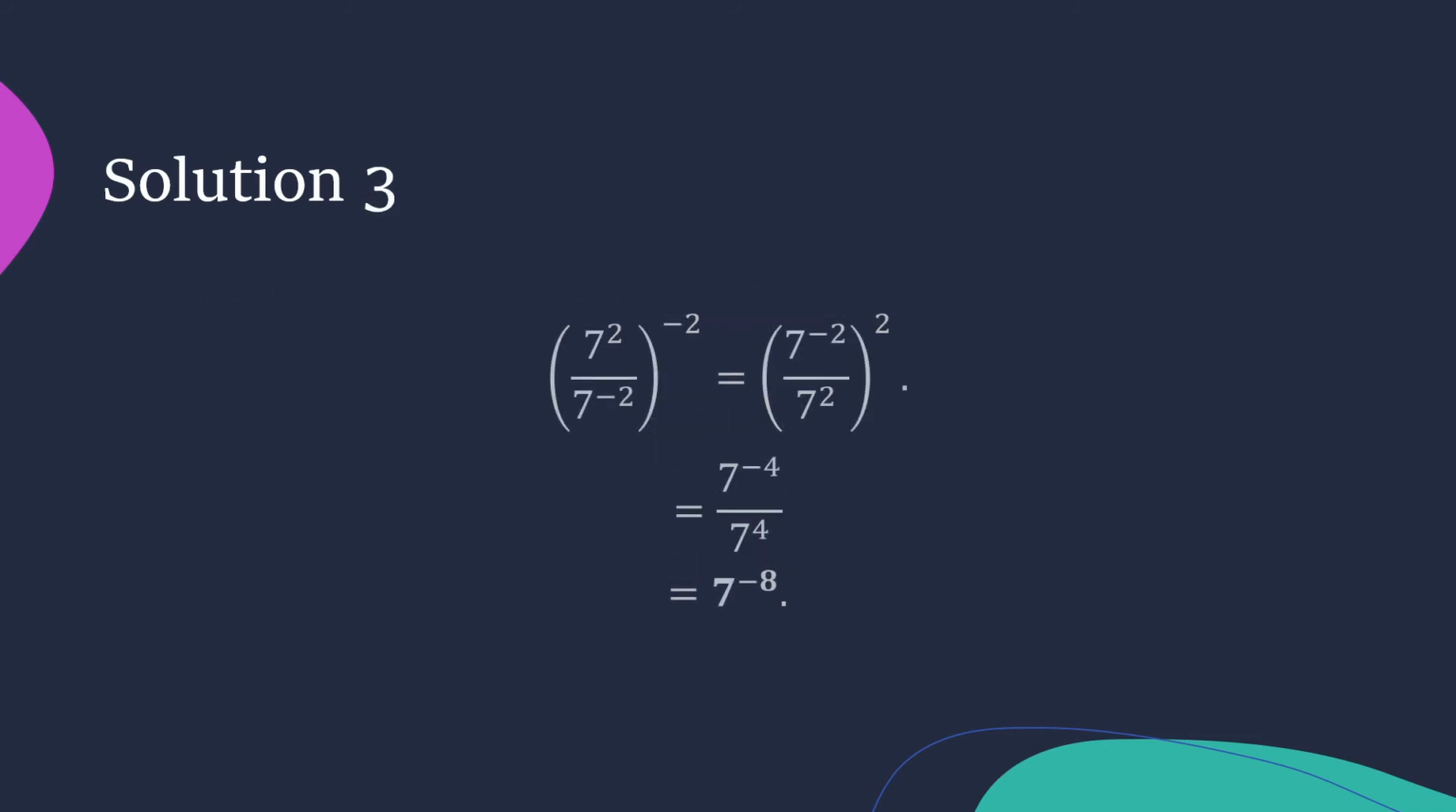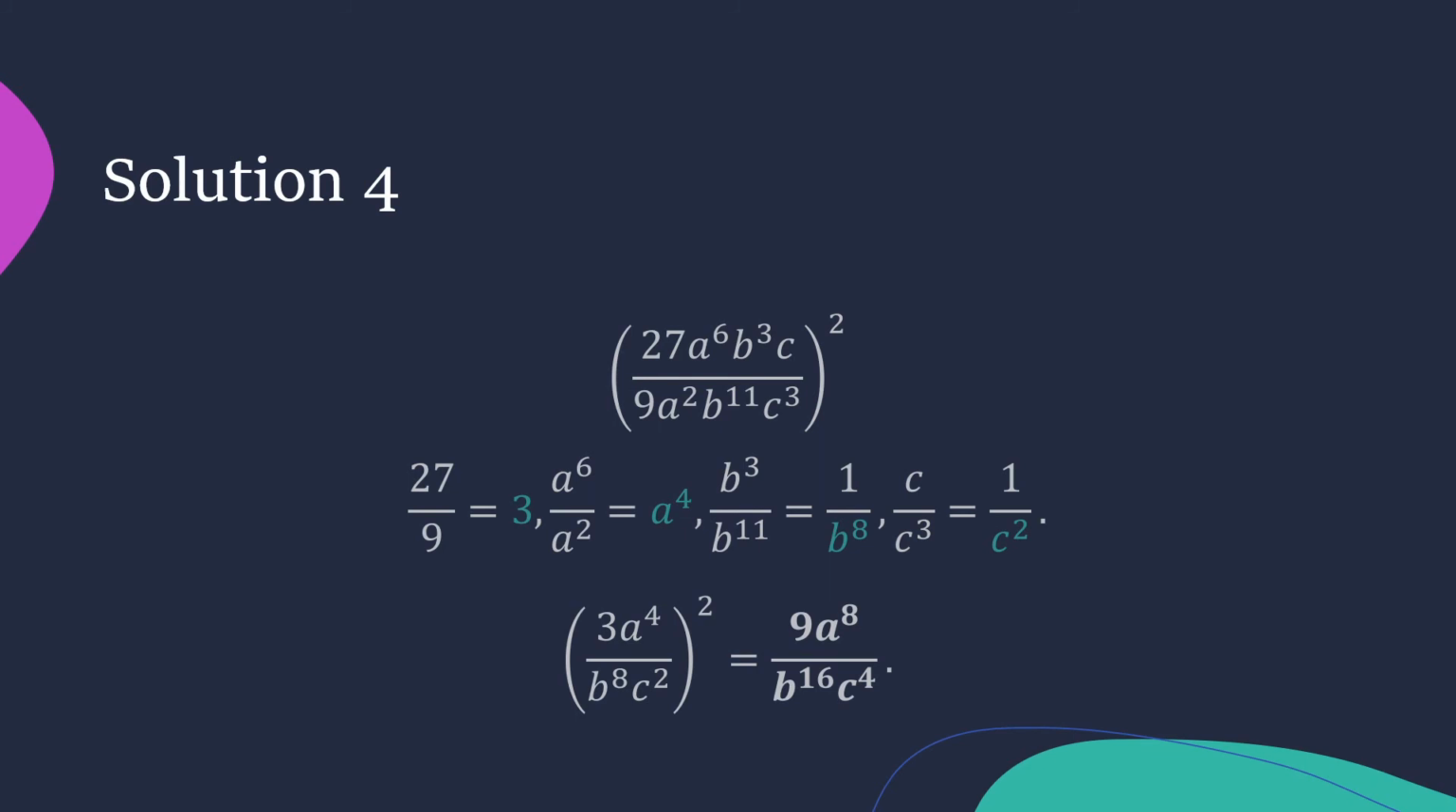For the third problem, there are many rules applied. You can apply them in any order you want, and it'll still be correct. First, I'm going to get rid of the negative exponent because positive exponents are a bit easier to work with. So I change it to 7 to the negative 2 divided by 7 squared, all to the 2nd power. And now we'll do the product rule first. You can do the quotient rule first if you want, it wouldn't really make a difference. So now we have 7 to the minus 4 over 7 to the 4, and that's equal to 7 to the negative 8. And that is our answer.